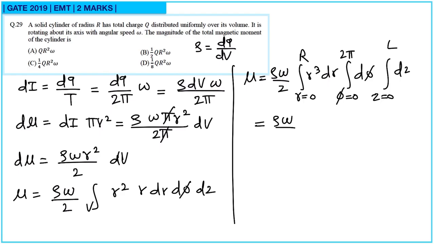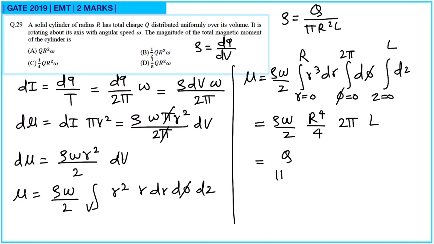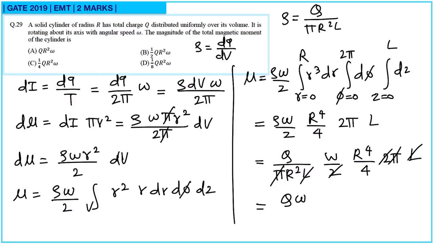So this will be rho omega by 2, this will be r raised to 4 by 4 into 2 pi into L. Now rho can be written as charge upon volume. So rho is equal to total charge q upon total volume, volume of that cylinder, that is pi r square L. So this will be q upon pi r square L into omega by 2 into r raised to 4 by 4 into 2 pi into L. So L will cancel, 2 will cancel, pi will cancel, and r square will cancel. This will be q into omega into r square upon 4.